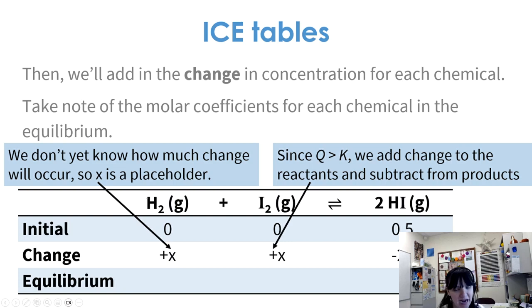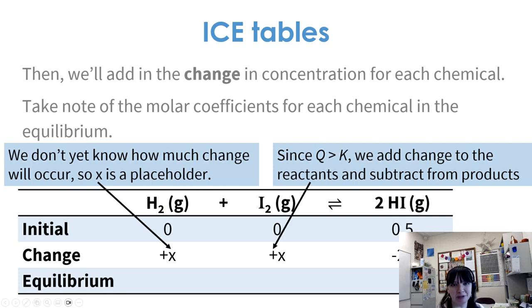We have to add to the reactants in order for this reaction to reach equilibrium. We can't end up with a negative amount of hydrogen or iodine here, so we're just going to add on the reactant side and thus subtract from the product side. My full change line can be seen below, where I have hydrogen and iodine as plus X, and then hydrogen iodide as minus 2X.